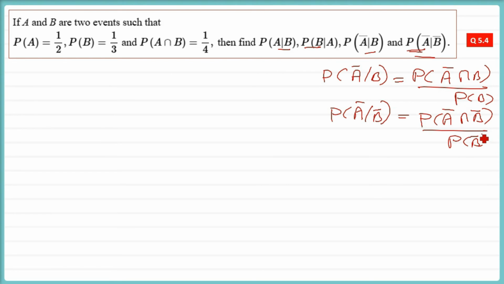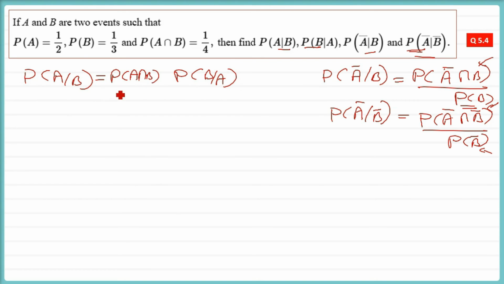Now you see here, there are certain values which are not known to us. First, P(B naught) is not known, P(A naught intersection B) is not known, and P(A naught intersection B naught) is not known. All other things are actually given to us. So P(A by B) and P(B by A), I already told you, can be computed easily. P(A intersection B) will come in the numerator of both of them.